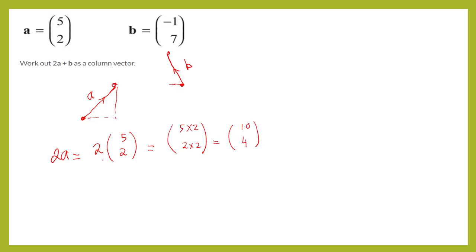So now we found 2a. We need to add 2a to b, so it will be 10 and 4 added to negative 1 and 7. 10 plus negative 1 is 9, and 4 plus 7 is 11. So this is the final answer. What you do is add together the two horizontal components and then add the two vertical components, then you get one new column vector at the end. Let's see one more example.